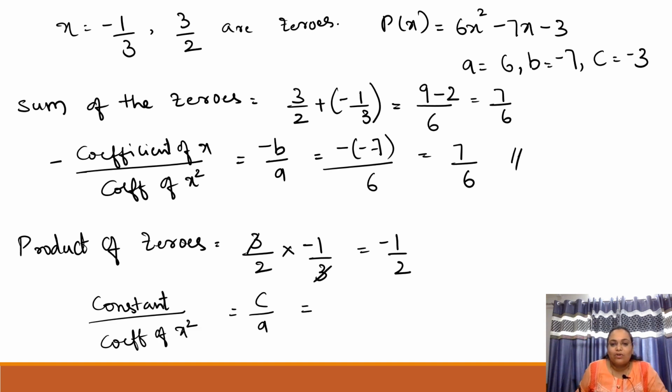Right? So what is your constant term? Constant is your minus 3. Yes, minus 3 by a is 6, right? 3 ones and 3 twos, which is minus 1 by 2. Even this is verified. Right? Therefore, hence verified.